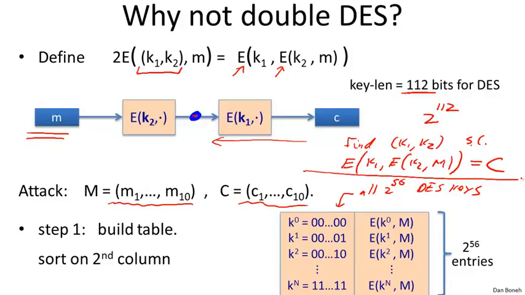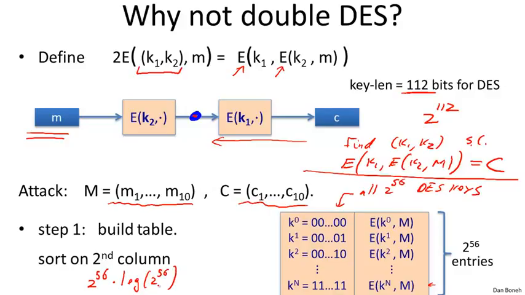And what we do is for each entry, we compute the encryption of M under the appropriate key. So this is the encryption of M under the all-0 key, the encryption of M under the 1 key, and then at the bottom, we have the encryption of M under the all-1 key. There are 2 to the 56 entries, and we sort this table based on the second column. Okay, so far so good. By the way, building this table takes time 2 to the 56, and we also want to sort. Sorting takes n log n time, so it's 2 to the 56 times log 2 to the 56.